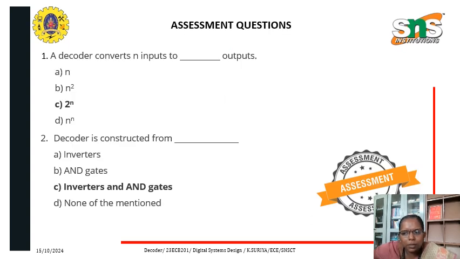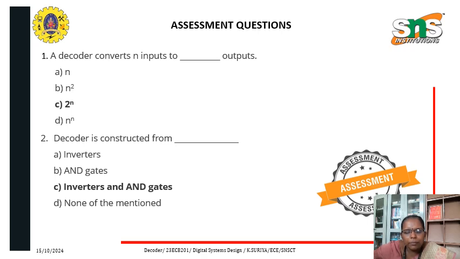Hope you understood decoder. It is the inverse of encoder. So let us take up some assessment questions. A decoder converts n inputs to dash outputs. The options are n, n square, 2 power n, n power n. Yes, the answer is 2 power n.